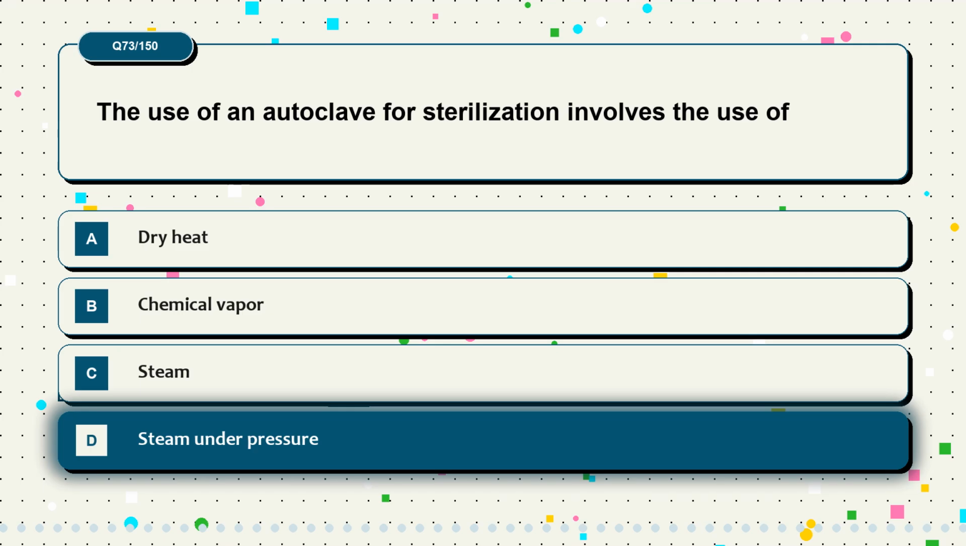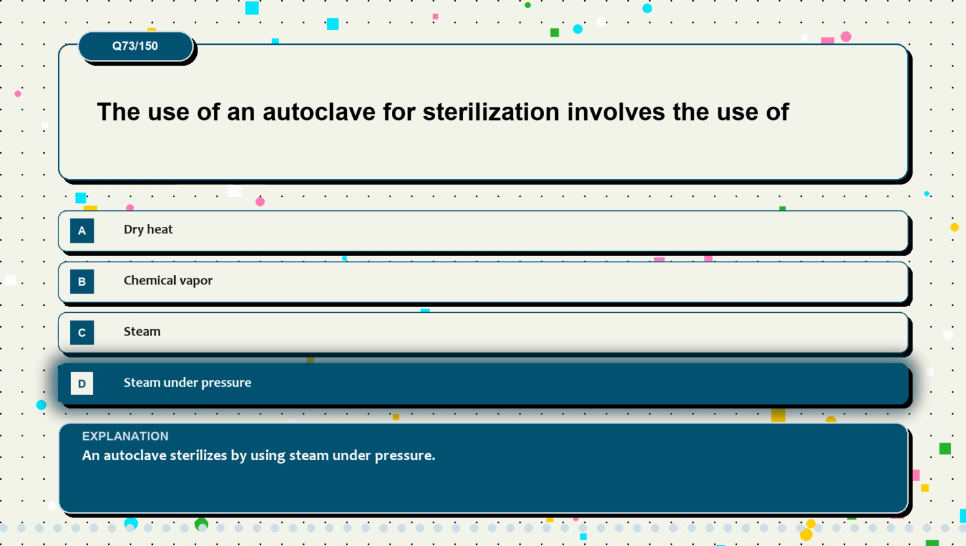The correct answer is option D. Steam under pressure. An autoclave sterilizes by using steam under pressure.